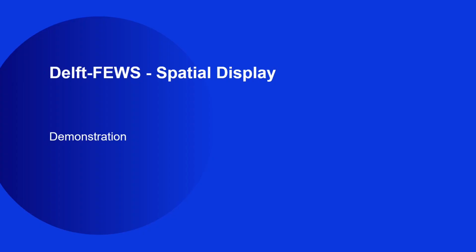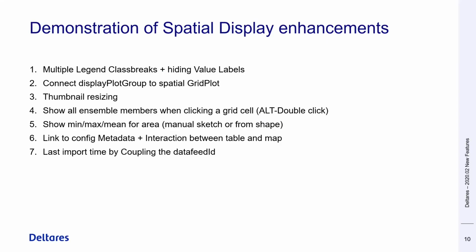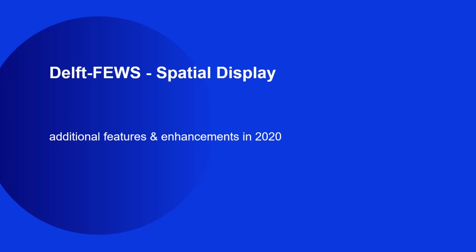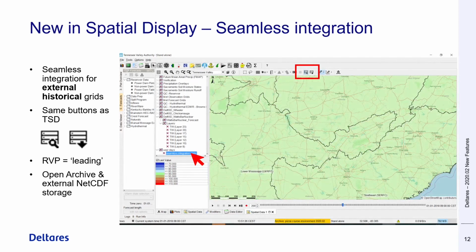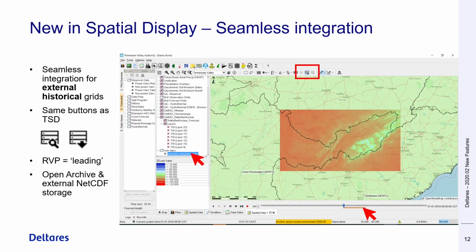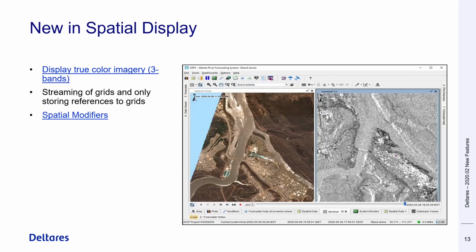This brings us to the end of our demonstration of the new features and enhancements of the Delft Fews spatial display. I hope you found these new features inspiring and useful. There are some additional features which I didn't demonstrate related to a seamless integration, which is now also available in the spatial display for external historical grids. And additionally, some options to now display true color imagery with 3 different bands in the spatial display. The streaming of grids, which has been improved, and some functionality regarding the spatial modifiers.